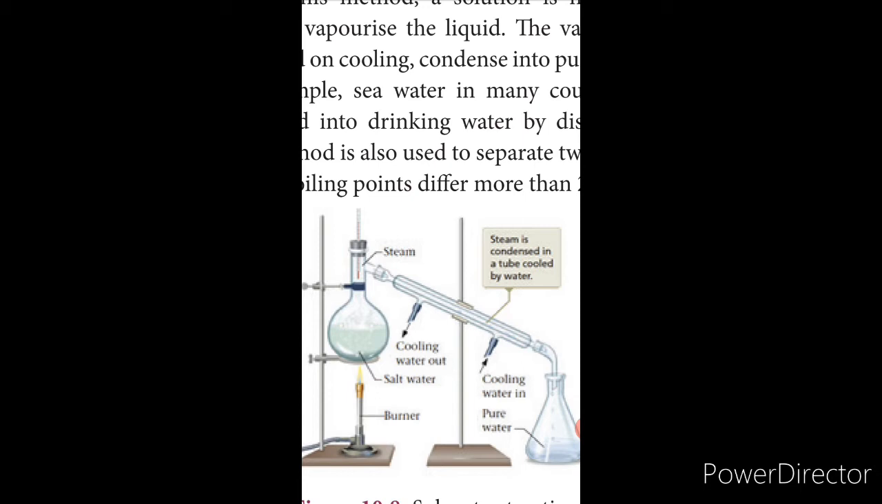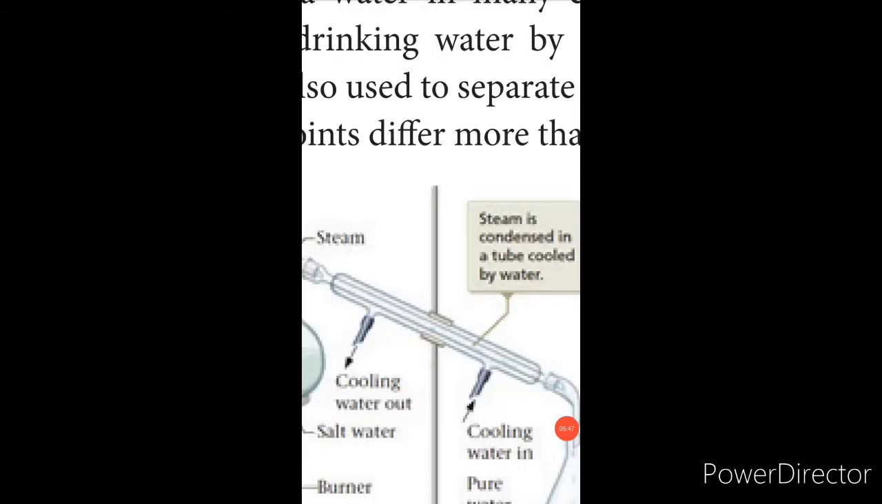So that is the side tube which leads to the conical flask, and inside the condenser you can see a thin tube inside the side tube, isn't it? So that is the path of the vapors. The vapor gets condensed and it is collected in the conical flask.